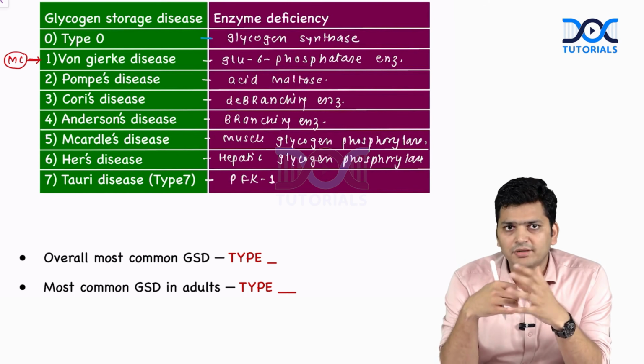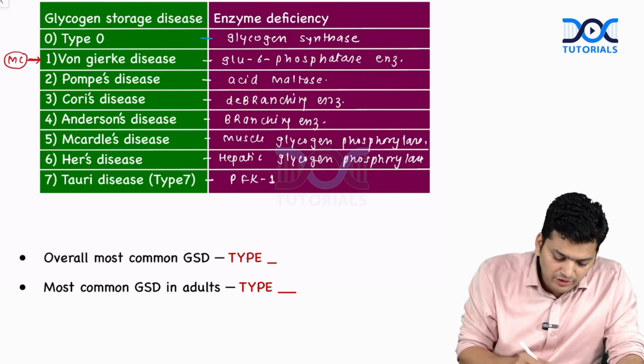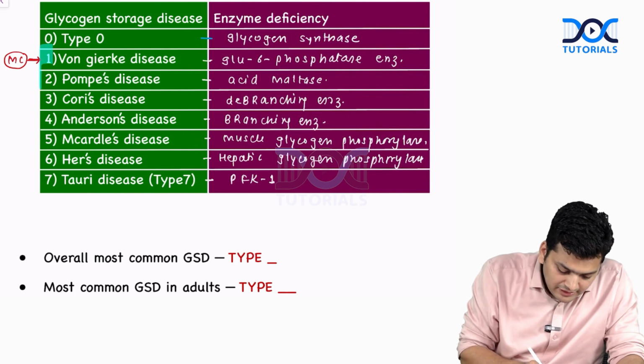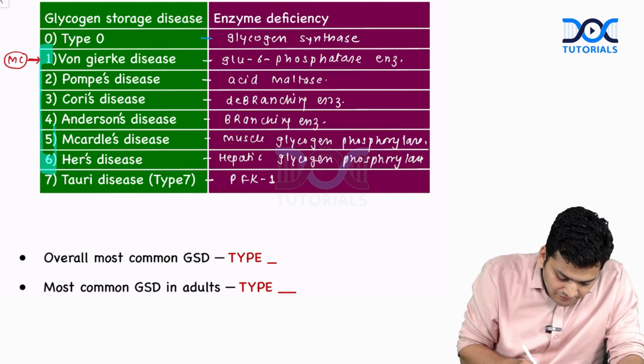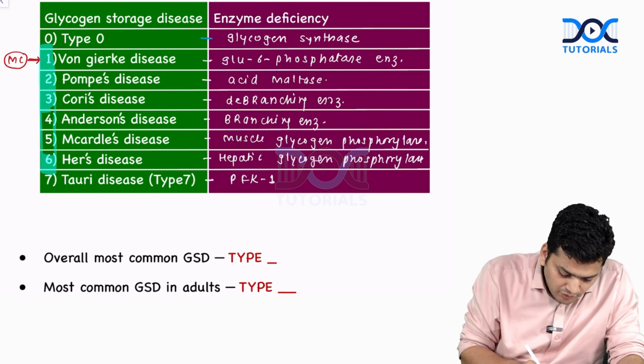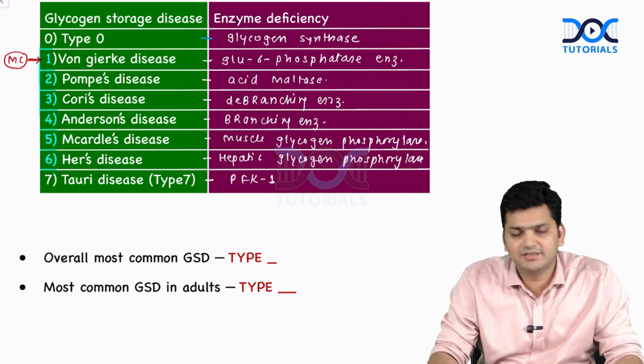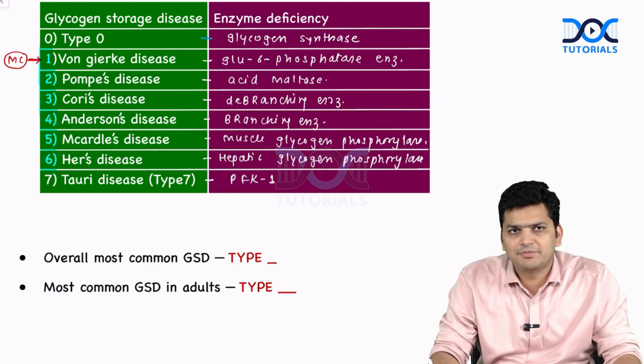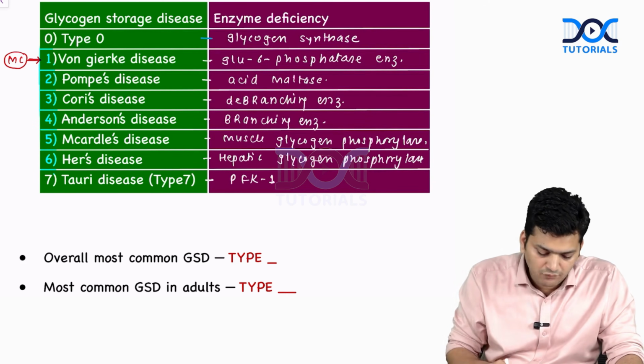How are we going to remember this list? Particularly I am more interested that you should remember at least this much of data. These 6 diseases you must remember: what is type 1, 2, 3, 4, 5 and 6. You can skip the type 0 or type 7. That is not very important. How are we going to remember that?